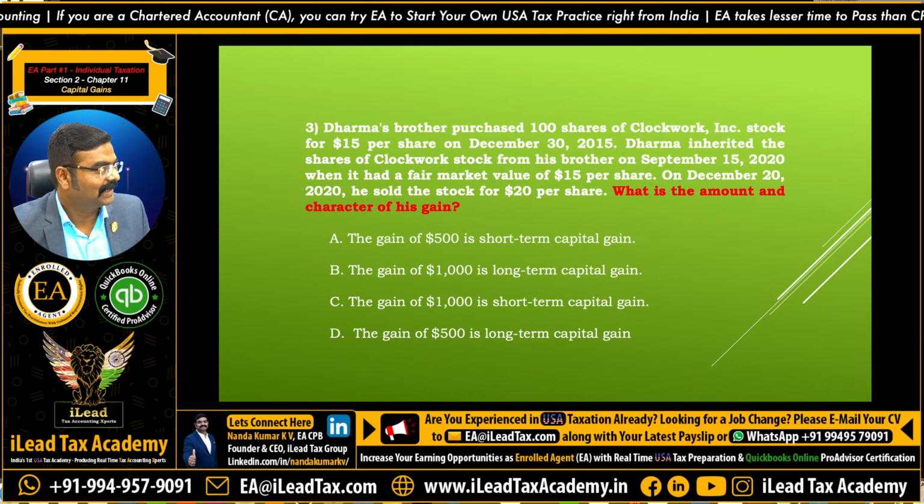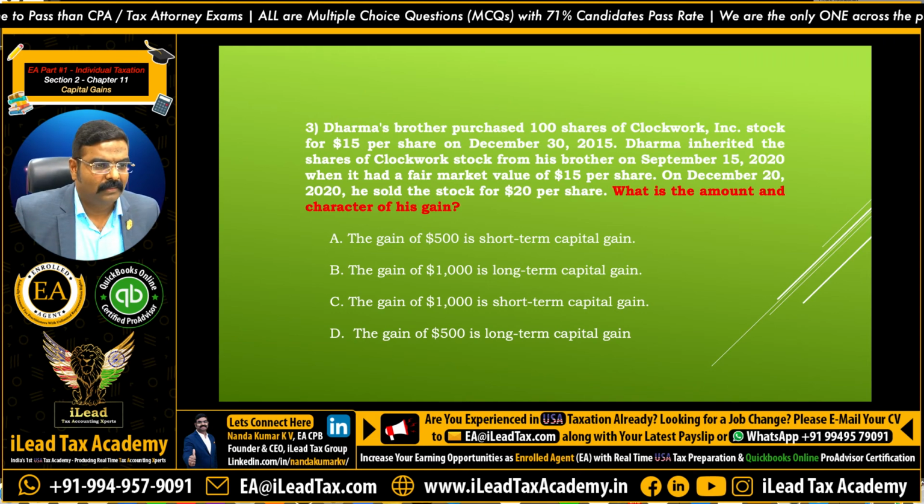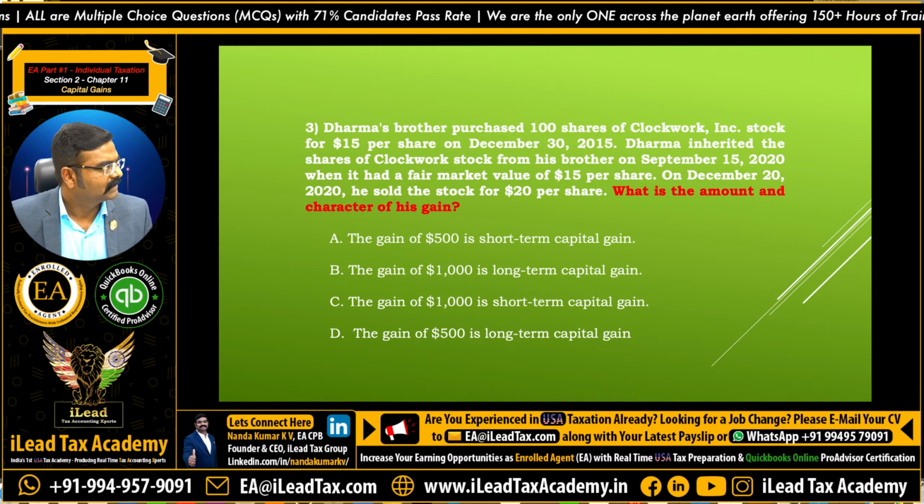Inherited shares. Inherited shares sold. Okay, 15 minus 20. Okay, 5 into 100 shares. $500 is the gain, and that's a long term. That's all. Right. So here D is the answer.